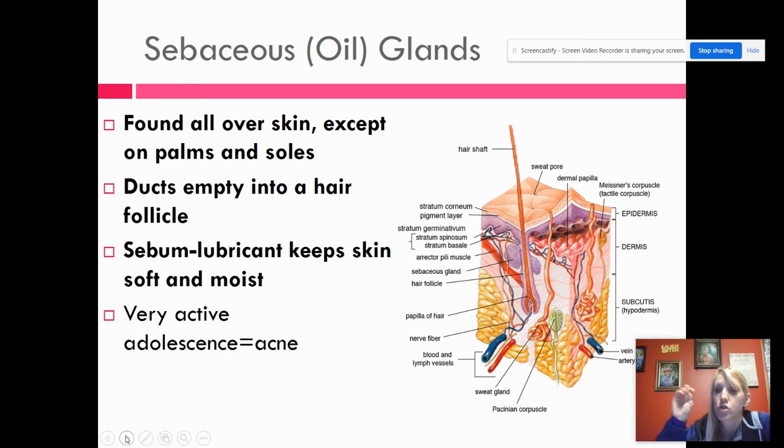If you have normal or dry skin, everybody's skin type differs, and it depends upon how active their sebaceous glands are. Sebaceous glands are oil glands, and they go into your skin to keep it moist. They're found all over your body except the palms of your hands and the soles of your feet.